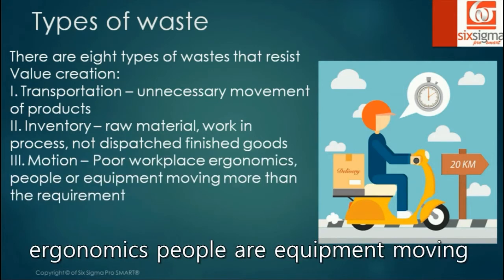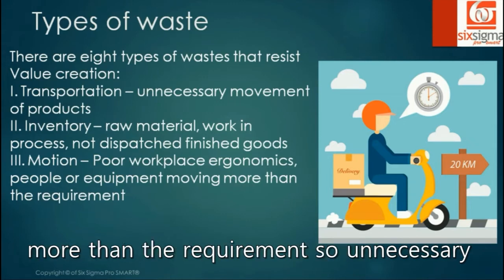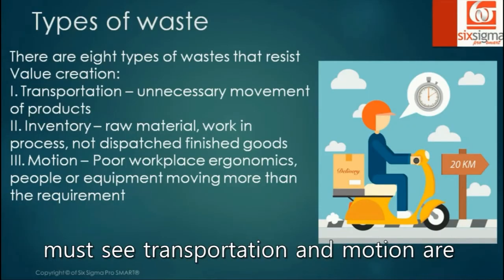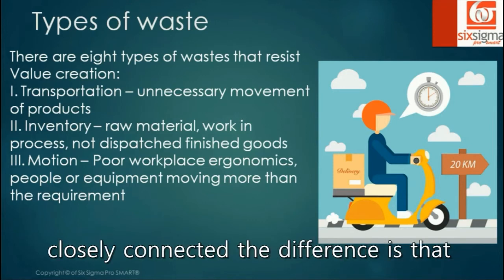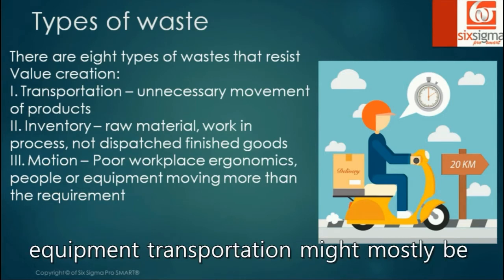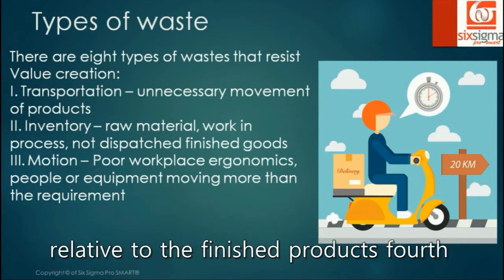Poor workplace ergonomics, people or equipment moving more than the requirement. So unnecessary movement of people and equipment. As you must see, transportation and motion are closely connected. The difference is that motion involves people as well as equipment. Transportation might mostly be related to the finished products.